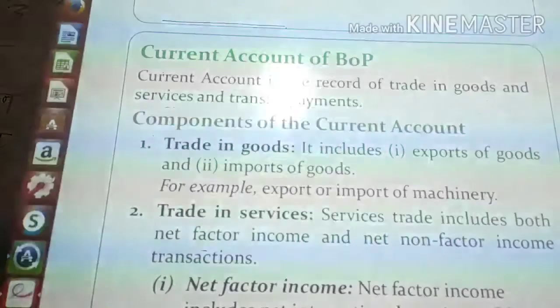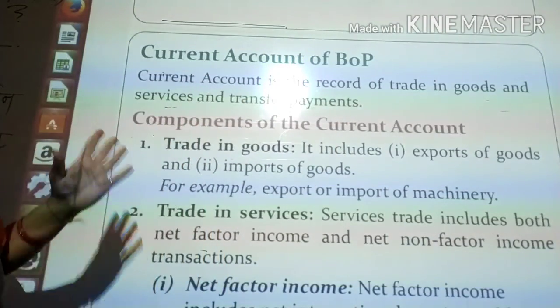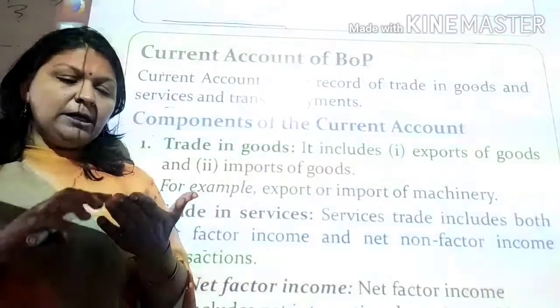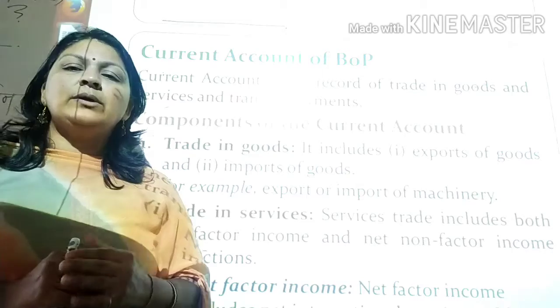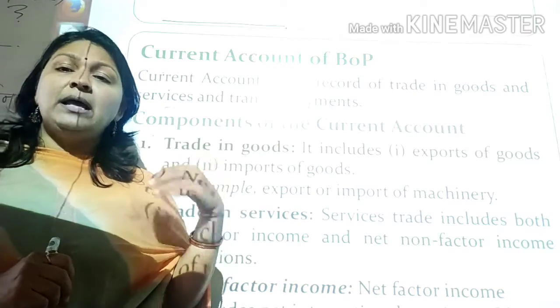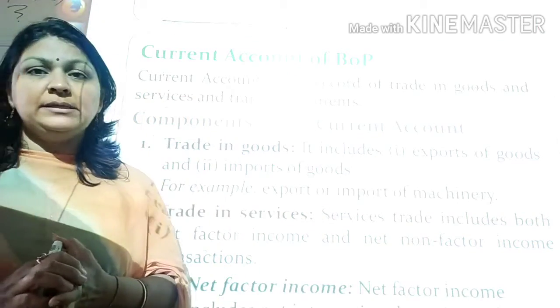Current account of BOP means the current account is the record of trade in goods and services and transfer payments. Already we have seen that in current there are only goods and services and transfer payments, and we are talking about the capital account. So the capital account is in the form of capital assets. We are talking about long term assets or investment policy.